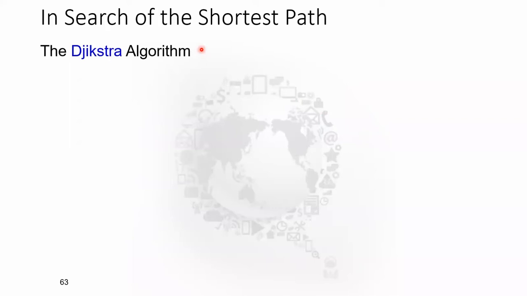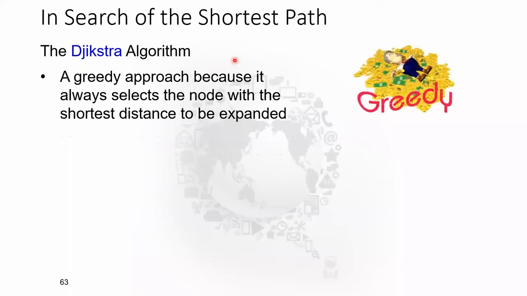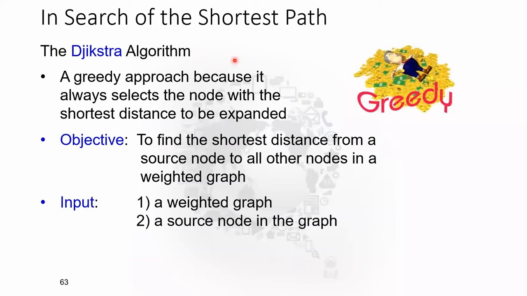So to find the shortest path, you can use different algorithms. The most popular one to find the shortest path is always Dijkstra's algorithm. It's a greedy approach, because it always selects the node with the shortest distance to be expanded. Dijkstra's algorithm is the algorithm created by Dijkstra himself.